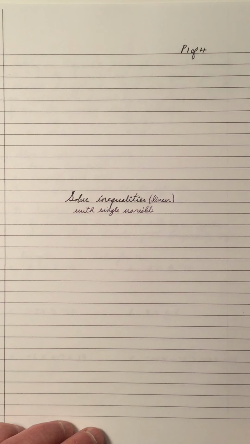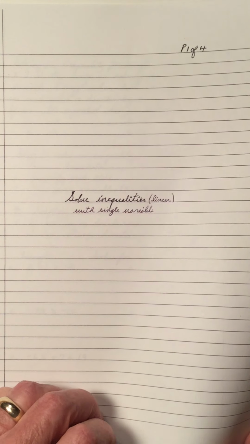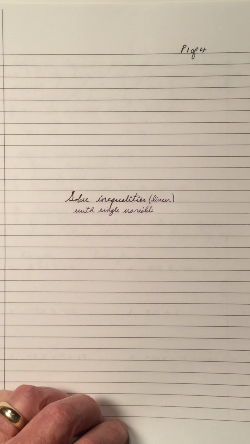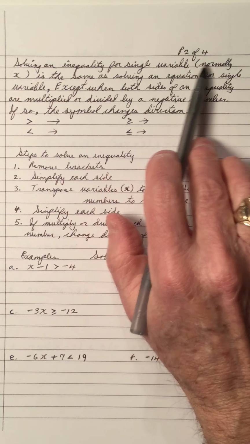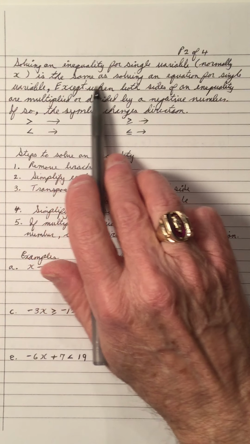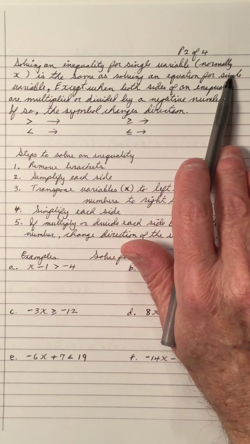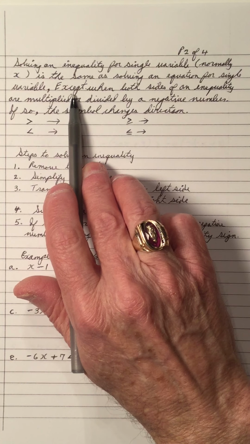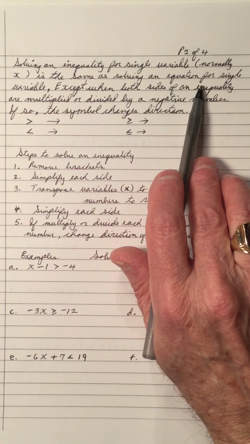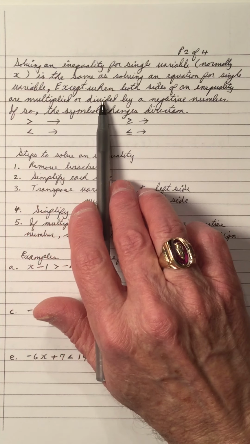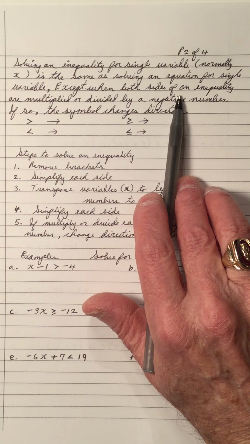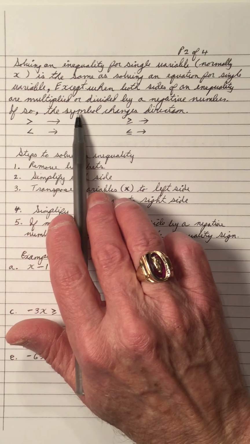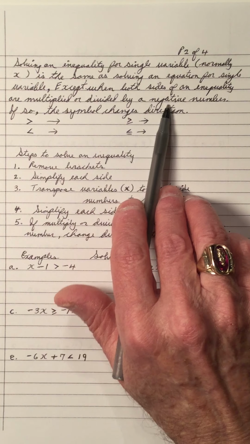Hi, welcome to my video on solving linear inequalities with a single variable. Solving an inequality with a single variable, normally x, is the same as solving an equation for a single variable, except when both sides of an inequality are multiplied or divided by a negative number. What happens? The symbol changes direction.